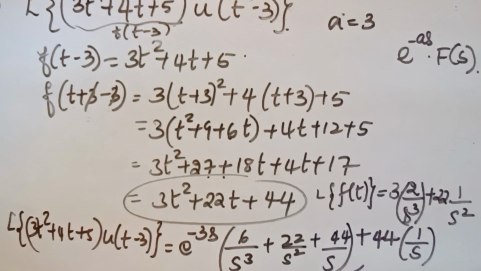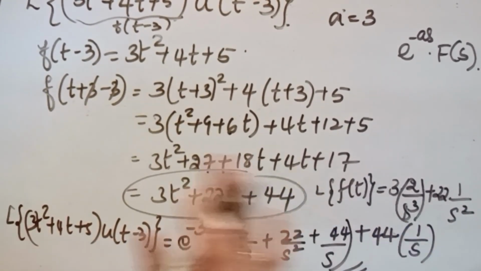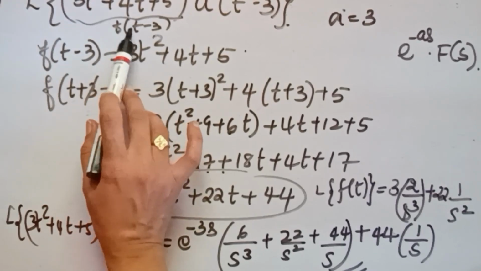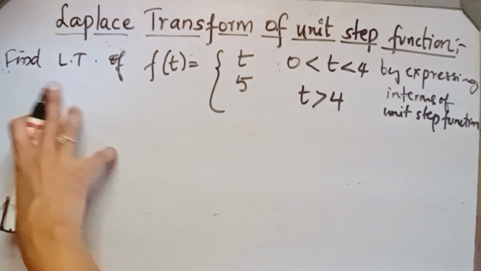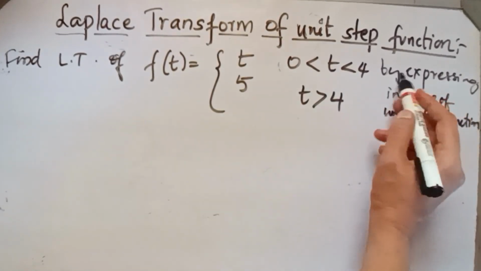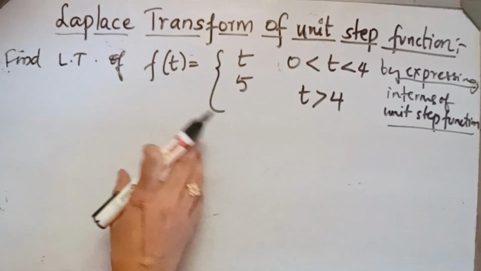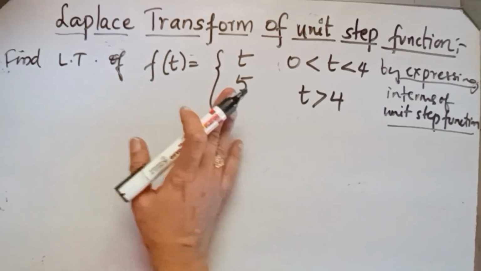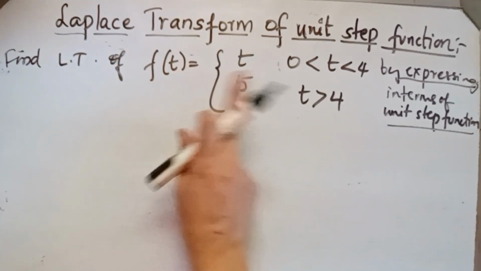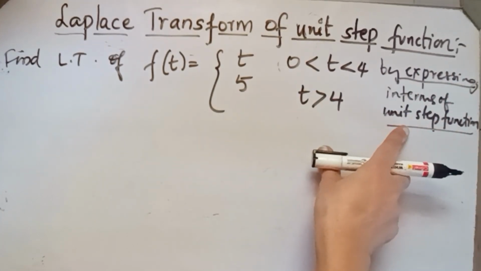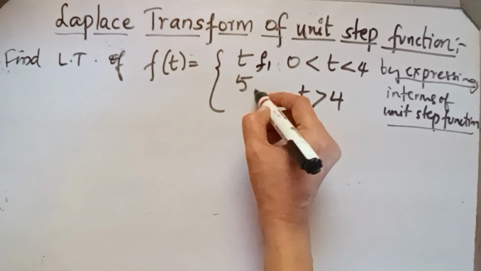So whenever f of t minus 3 is given, you have to write it in the form of f of t by replacing t by t plus 3. See one more problem now. Find the Laplace transform of this function by expressing that function in terms of unit step function, because you know that the Laplace transform of this function can be found using the definition of Laplace transform. Now by expressing this function in terms of unit step function, you have to find the Laplace transform. So this is f1, this is f2.